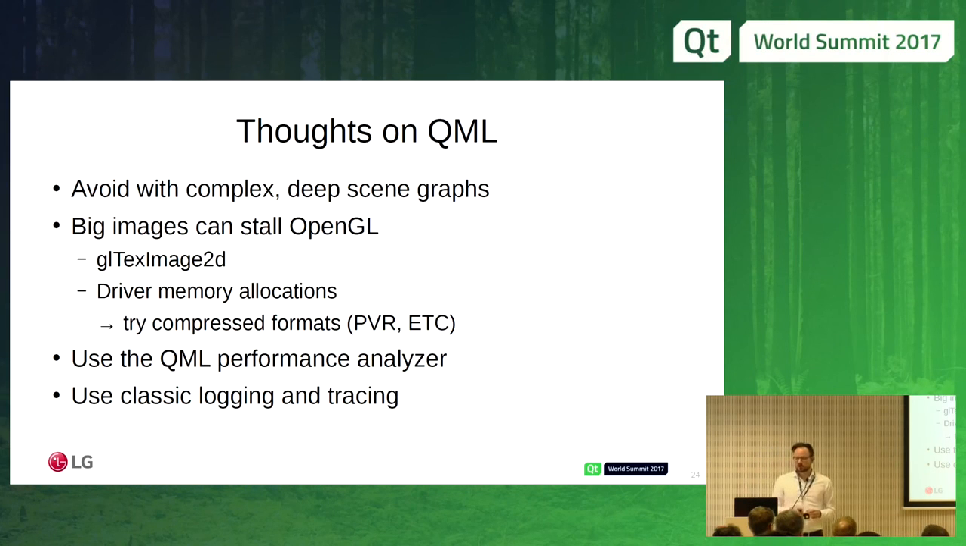Two minutes, okay. So big images are stored by OpenGL in the texImage2D call, and we found driver memory allocations for them heavy. PVR, etc. are formats that use drastically less memory, so use them if the look of the image is not that important. I mean, it's like PNG versus JPEG. You need to know what is important at that point. The performance analyzer can point you to complex bindings and JS calls, and just use classic logging and tracing in places that you suspect.